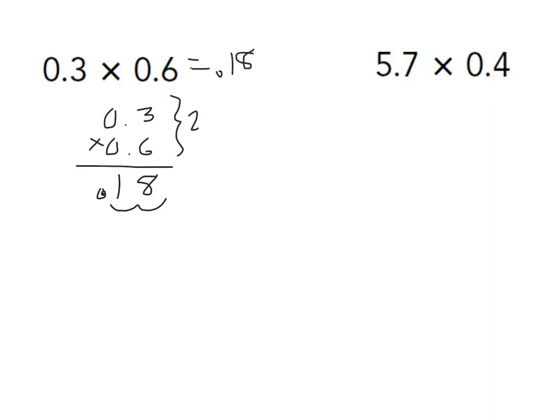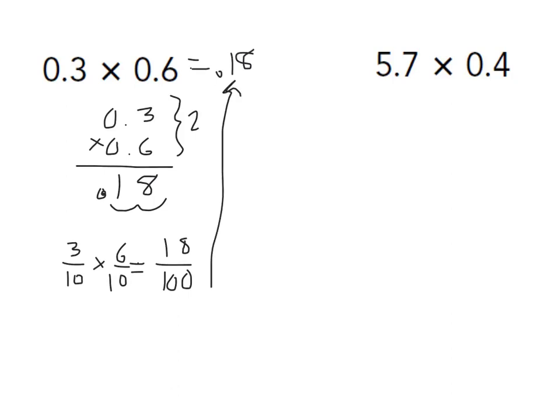If I want to check it, I can look at it as if it were a fraction. So this is also 3/10 times 6/10. If I multiply my numerators, I get 18. If I multiply my denominators, I get 100. And I would say this is 18 hundredths, and that is also 18 hundredths.